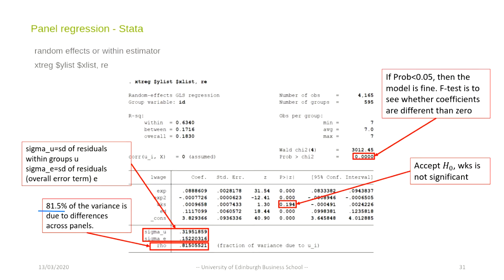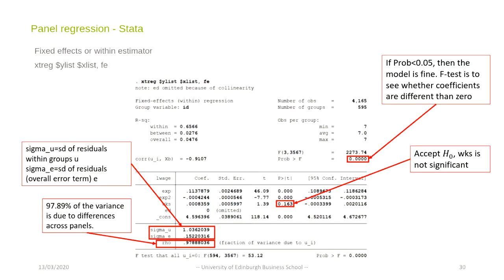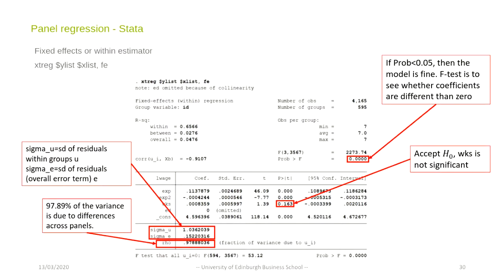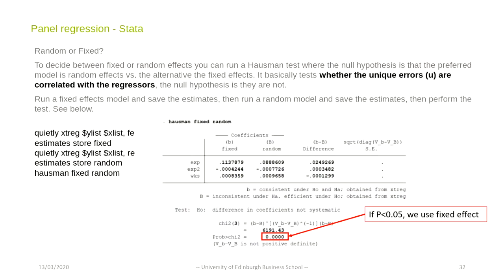So let's take a look at this. The problem is: when shall we use the random effect, and when shall we use the fixed effect? This is really hard to decide. Actually, the good thing is we have a hypothesis test called the Hausman test, which helps us determine whether we should use a fixed effect or random effect.